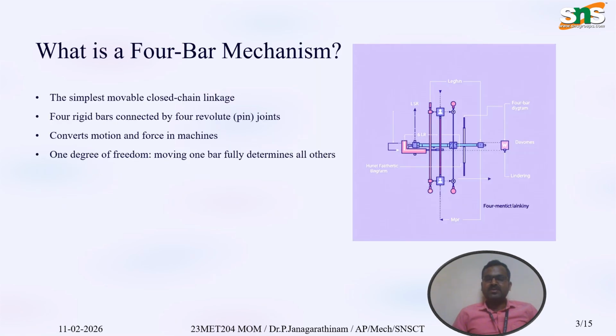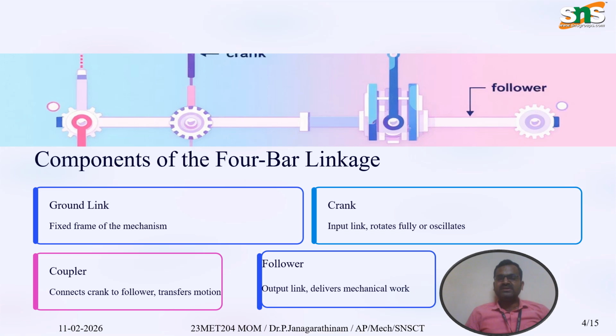So first of all, what is meant by a four-bar mechanism? It is the simplest movable closed chain linkage, with four rigid bars connected by four revolute pairs, and it converts motion and forces in machines. It has one degree of freedom, which means moving one bar fully determines all the other links. These are the general components of four-bar linkages: the ground link, which is the fixed frame of the mechanism, fixed to the ground.